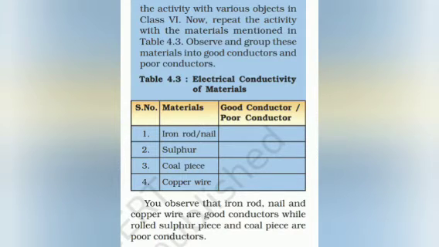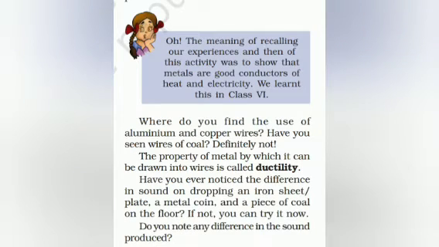If they are passing the light and the bulb is glowing, it is a good conductor of electricity. If it is not, they are the bad conductors of electricity. So iron nails and copper wire, they are good conductors, while sulfur and coal pieces, they are the poor conductors of electricity. So you observe that iron rod, nail and a copper wire, they are good conductors, while sulfur piece or the coal piece, they are the poor conductors of electricity.